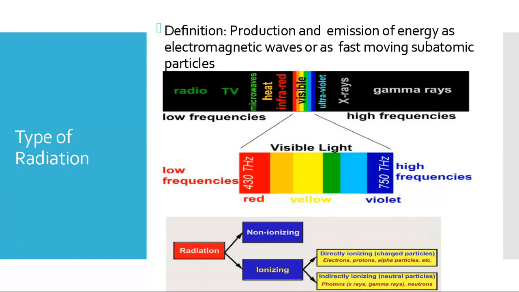For that, X-rays, gamma rays, and part of ultraviolet radiation are considered ionizing radiation, and the rest, from visible light to radio waves, is non-ionizing radiation, which has a different approach and a different effect.